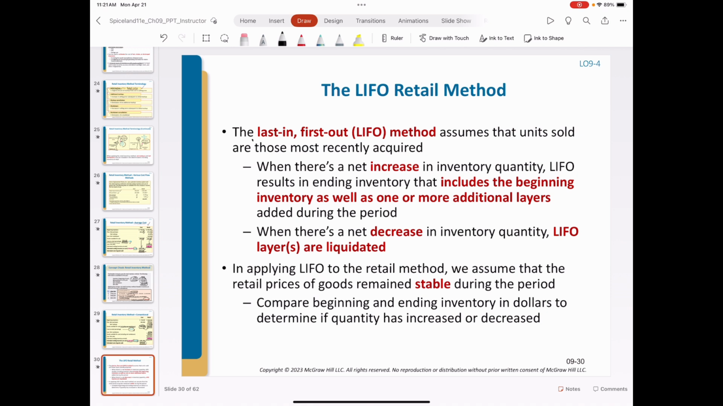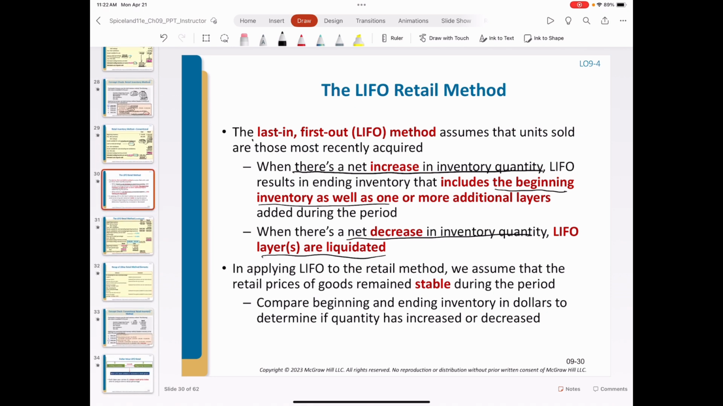Just think, if there's a net increase in the inventory quantity, that also implies the quantity of purchase is greater than the quantity of sales. So the ending balance inventory will be added by another layer of the purchase, while the beginning inventory stays. When the quantity of sales is greater than the quantity of purchase, there will be a LIFO liquidation. The old layers of inventory will be sold or liquidated.